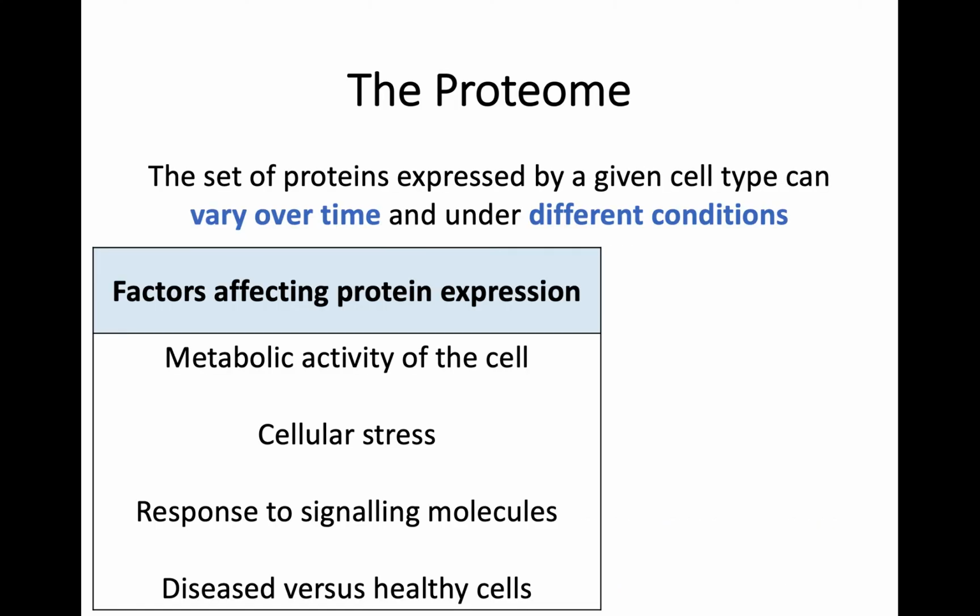The final part you need to know as well is the effect of different factors, such as time and different conditions, that affect the expression of proteins in a cell type. There's four main factors that affect the proteins that are expressed. The first is metabolic activity of the cell, the cellular stress, and also a response to signaling molecules. They all have an effect on the set of proteins being expressed by a cell type. And the final one is fairly obvious. A diseased cell is going to have a different set and number of proteins being expressed than a healthy cell as well. So just be aware of those four factors and how they affect protein expression.